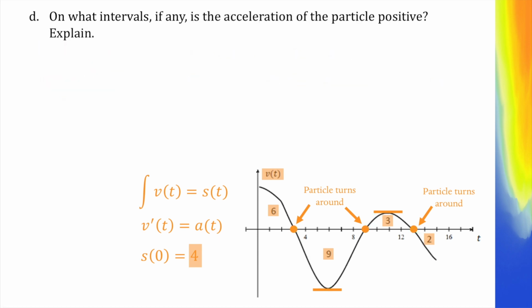On what intervals, if any, is the acceleration of the particle positive? So positive acceleration is going to be a positive slope on the velocity graph. So where's that? That would be, let's see, right here. It's the positive slope on the velocity graph. And I think that's it, between 6 and 11.